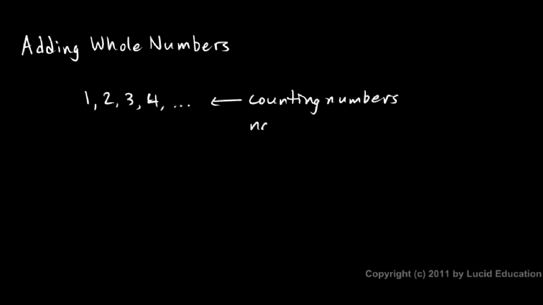Or they're sometimes called the natural numbers. And they're called that because those numbers are the way that we naturally count. We start at 1 and we go up. But the number 0 is also very important.